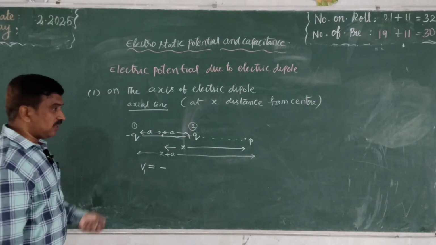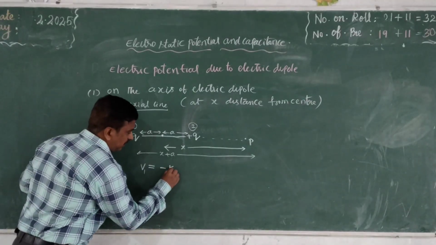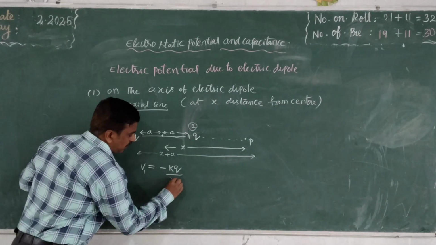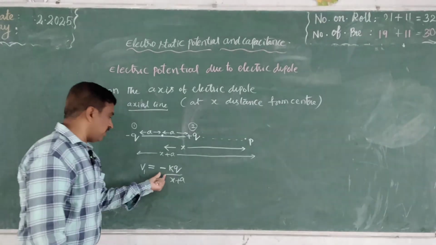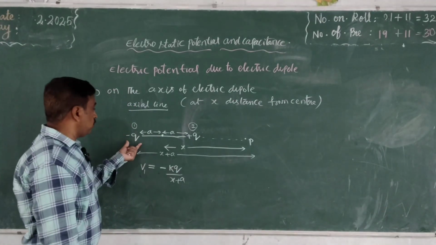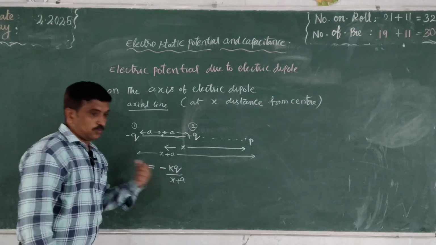So what is the formula actually? kq by r. Here r means x plus a, so we can write kq by x plus a. This is the potential due to the first charge, minus q. That's why we write minus q here. Due to minus q, what is the potential at point P? Minus kq by x plus a.